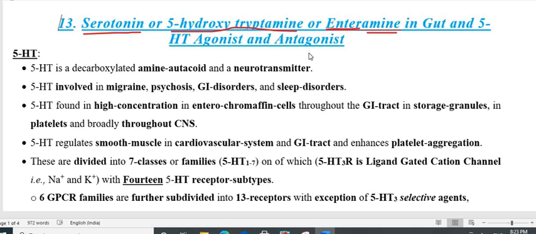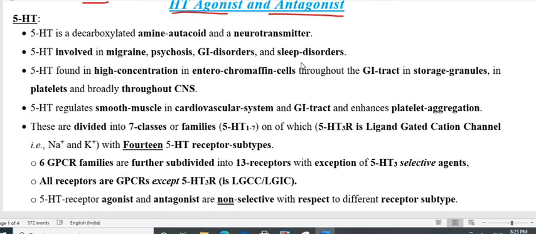And we are also calling it serotonin. So why is the name serotonin? Because it is a component of serum and produces constriction of the blood vessel. That is why the name is serotonin. We are also going to discuss the 5-HT agonists as well as the 5-HT antagonists. So let us start with 5-HT.